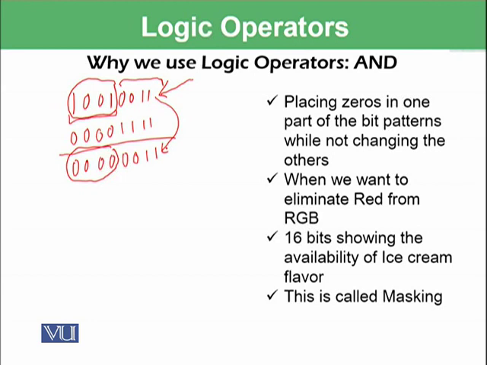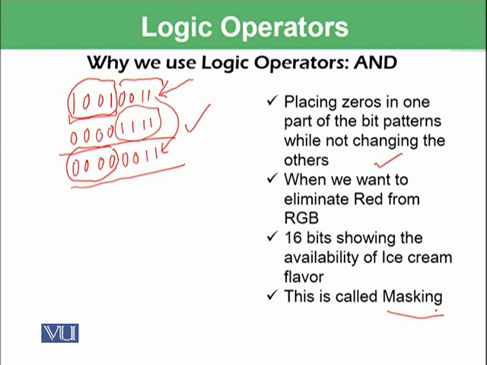Such a situation arises when, for example, we want to eliminate red from RGB. In RGB we have 3 bytes: 1 byte is reserved for red, 1 for green, and another for blue. If we want to eliminate the red, we can perform the technique we have done here, by putting all zeros in the red column and 1s in all of the next columns. Such a technique is called masking.